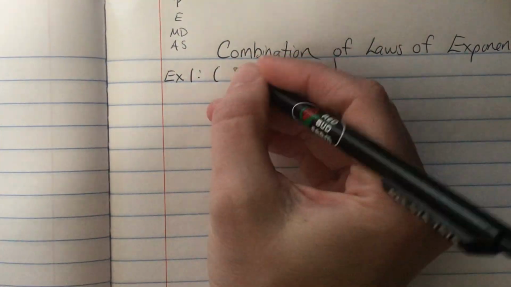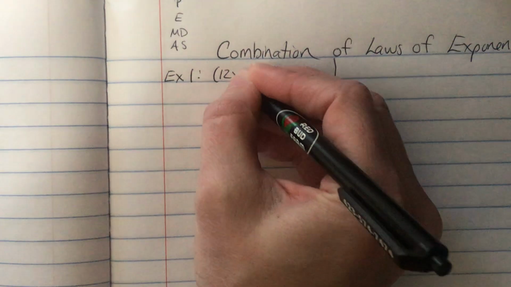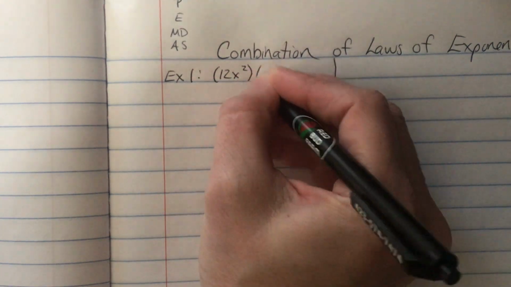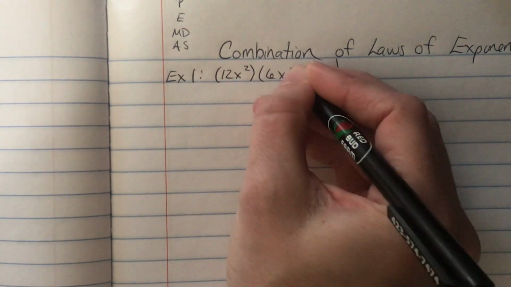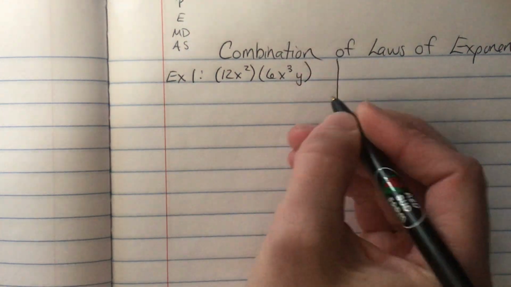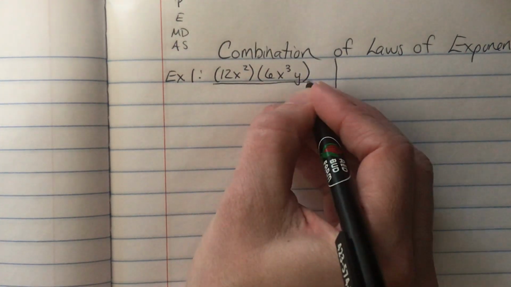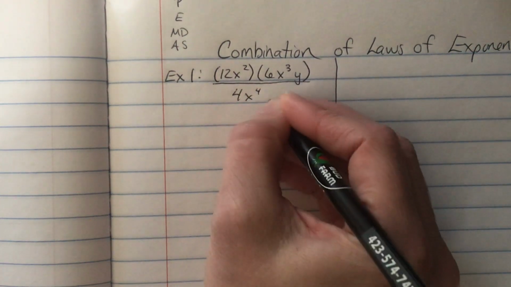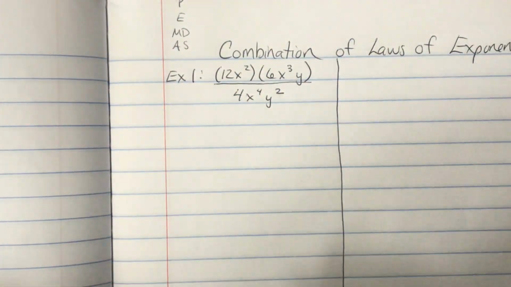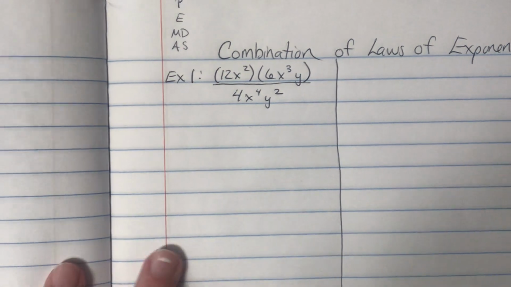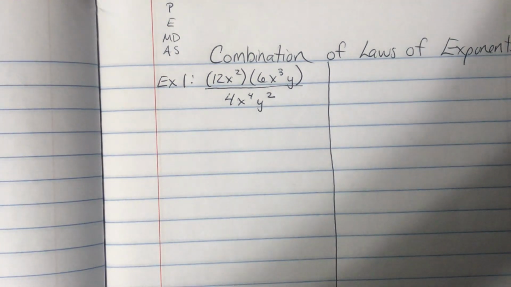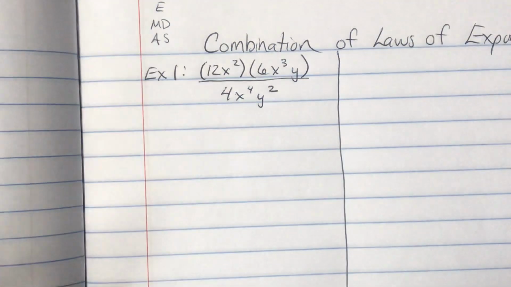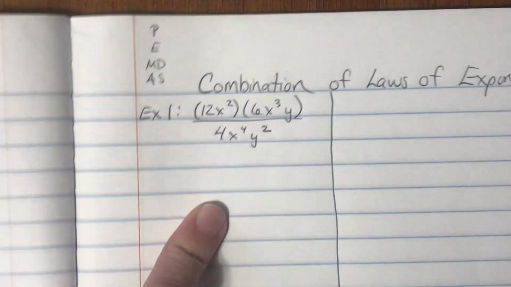All right, so example number 1 is going to look like this. So we've got parenthesis 12x squared, parenthesis 6x to the third y, all over 4x to the fourth y squared. All right, and so we're going to look at the steps that we need to take here in order to simplify this. So your instructions will always be to simplify.